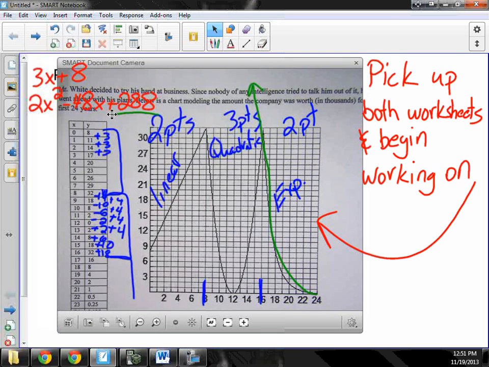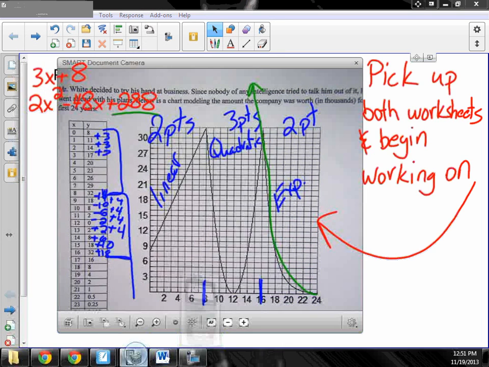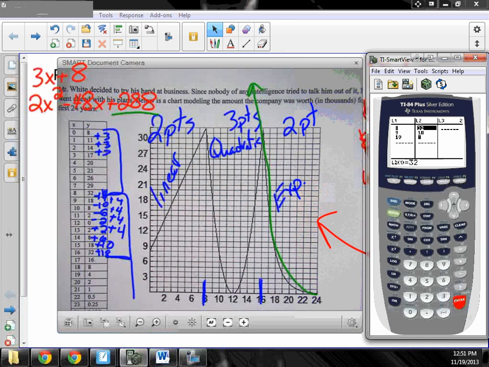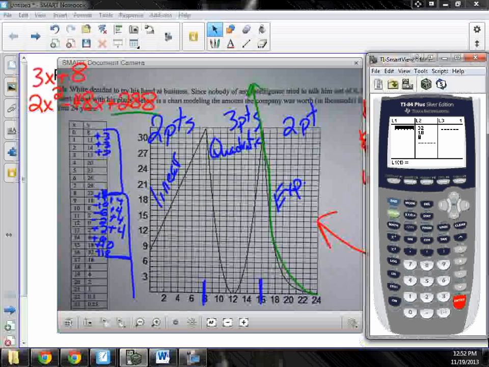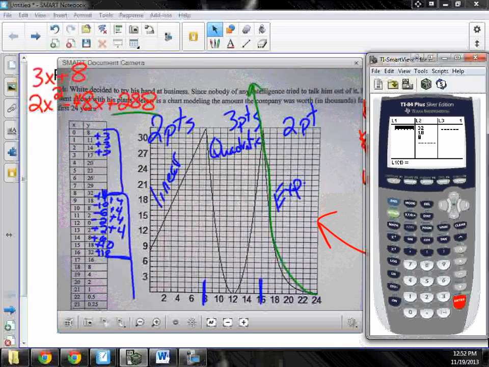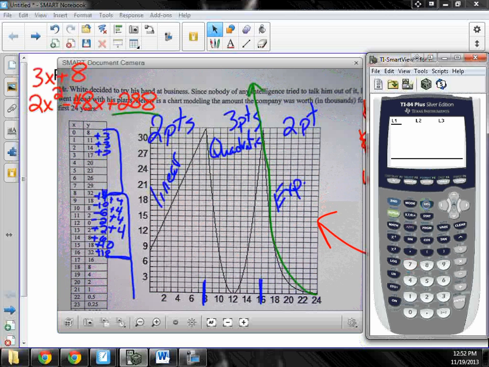So to find the exponential equation, go into stat, edit, clear out your lists. Yours will be the same. You'll just have to hit the little more arrow, and yours will be the EXP button. So you pick any 2 points in the exponential range. I'll pick x equals 16 and x equals 17. And the corresponding values are 32 and 16.